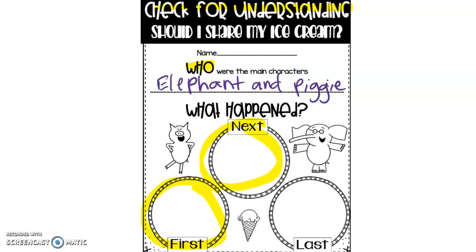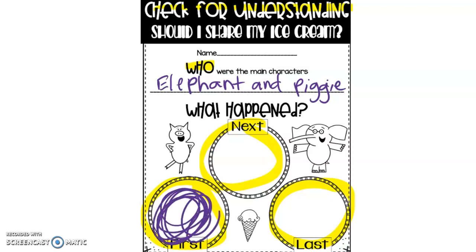So what happens first, next, and last. In the first, I want you to write what the story is about. So what happens at the beginning of the story? For that one, I would say the elephant gets ice cream. That's what happens first. Then for next, we have the problem. What's the problem? For here, I would say the elephant isn't sure if he should share with Piggy. And then his ice cream melts.